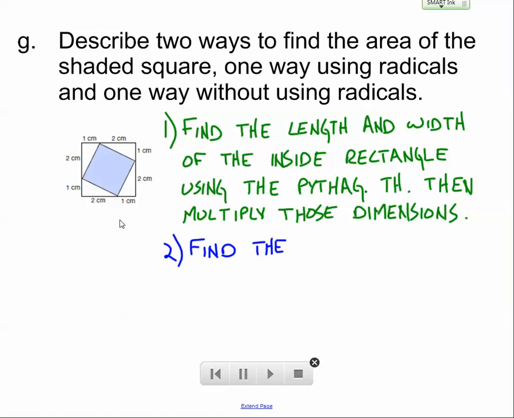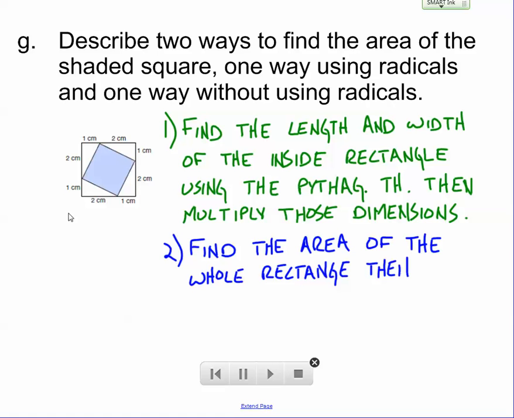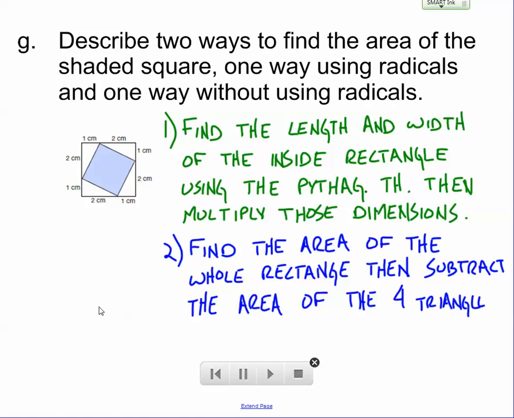Or method number 2, some of you have done this in class before, would be to find the area of the whole big rectangle here. Then we would need to subtract the area of these 4 triangles outside of it. So if we found the area of the whole thing and then subtracted the area of each triangle, we'd find the area of the shaded portion as well. So there's two different methods. The first one would use radicals, the second one would not use radicals.